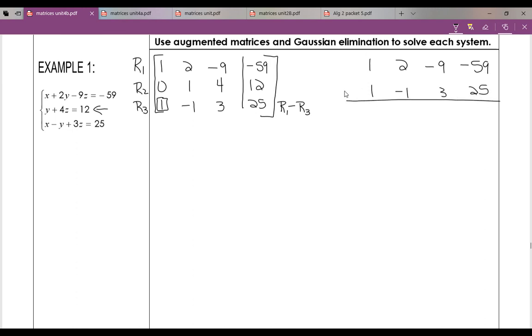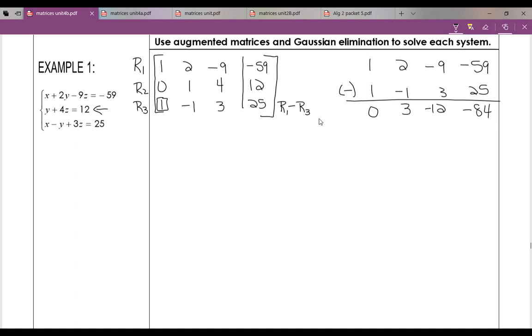I'm going to draw my line and I'm going to subtract every single one of those numbers in the row, in the columns. So 1 minus 1 is 0. 2 minus -1 is 3. Minus negative becomes plus positive. -9 minus 3 is -12. Negative 59 minus 25. Negative 84.